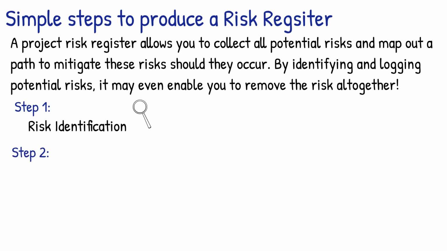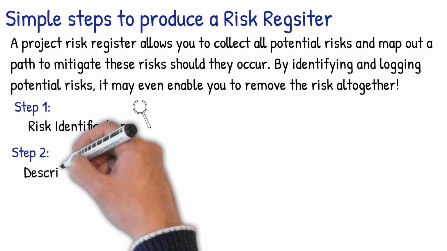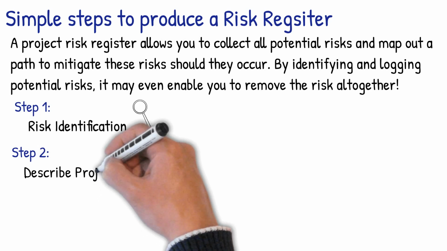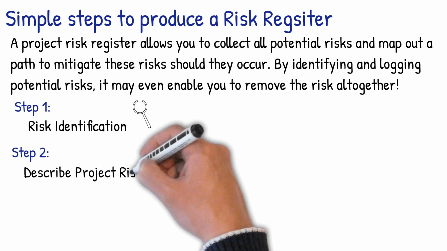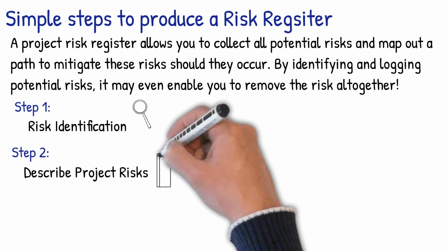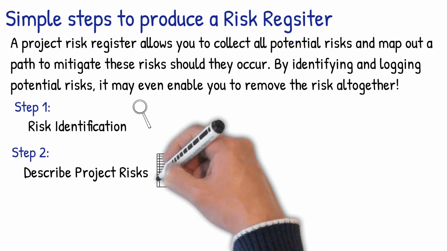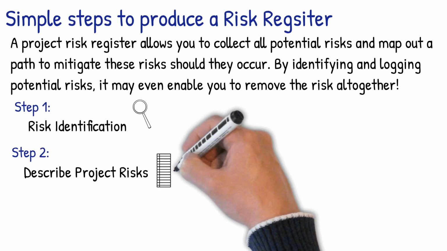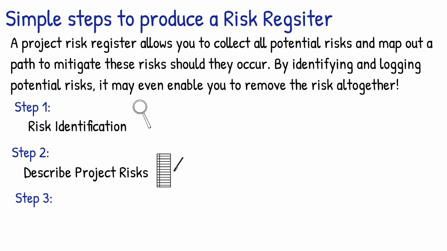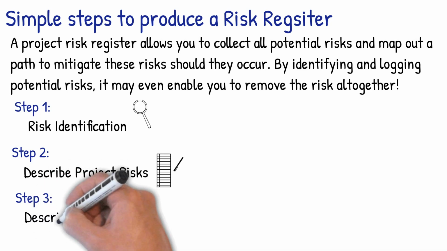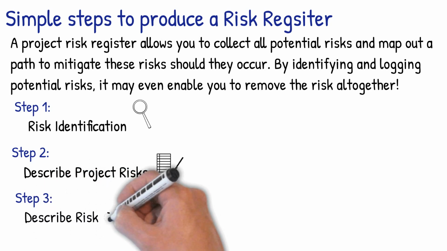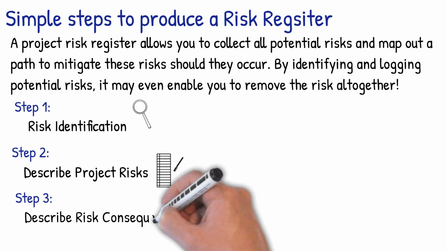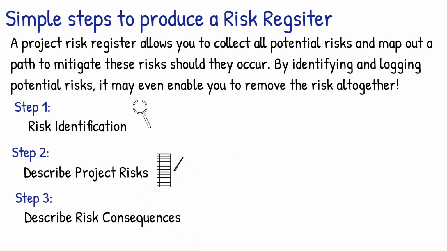Number 2. Describe project risks. Try to be as thorough as you can while keeping the descriptions to the essentials. Having too little information in the description could make it difficult to truly understand whether a risk has become a real issue or not. Number 3. Describe risk consequences. Here, try to include all possible consequences so you can develop a strong and relevant strategy to deal with it if it does become a reality.